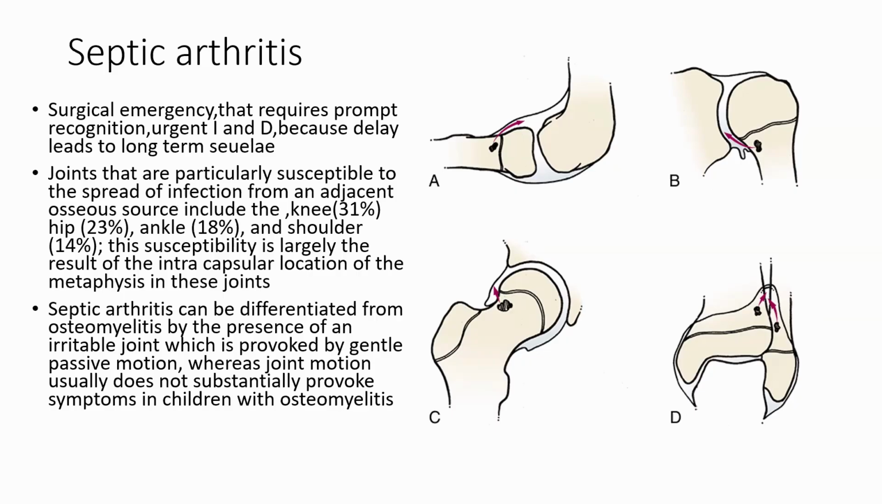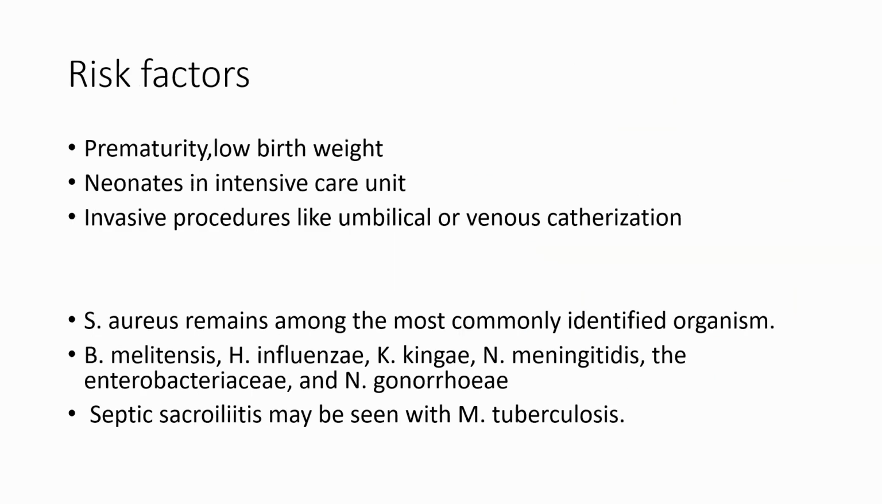Septic arthritis can be differentiated from osteomyelitis by the presence of an irritable joint, which is provoked by gentle passive motion, whereas joint motion usually does not substantially provoke symptoms in children with osteomyelitis. Risk factors for septic arthritis are usually prematurity, low birth weight, neonates in the intensive care unit, and neonates who have already undergone invasive procedures like umbilical or venous catheterization. Staphylococcus aureus remains the most commonly identified organism. Apart from that, the other organisms involved include Haemophilus, Kingella, Neisseria, and Enterobacteriaceae.